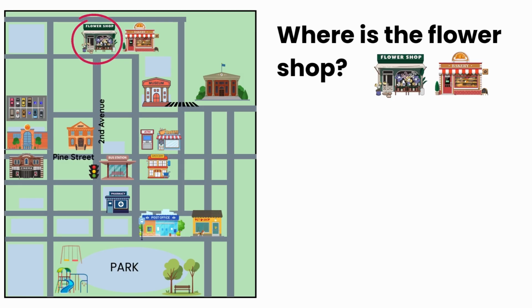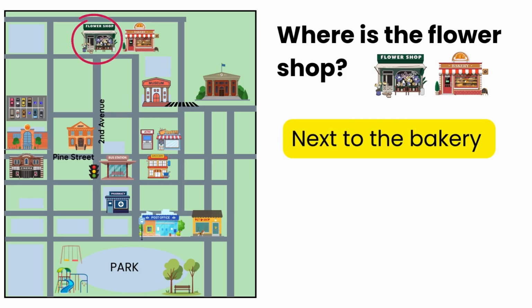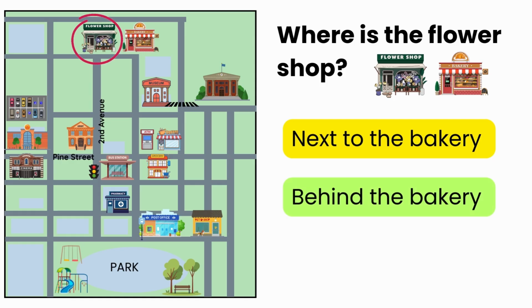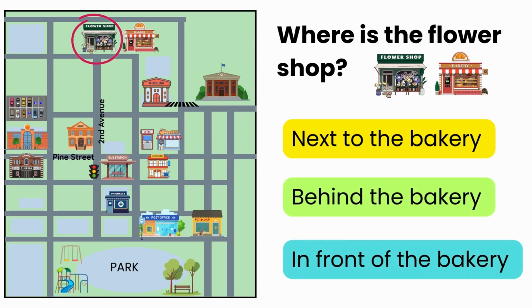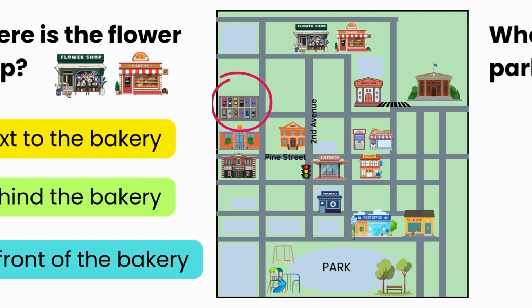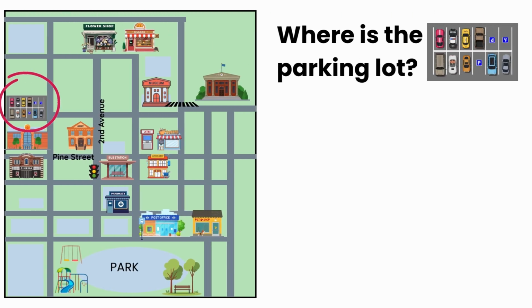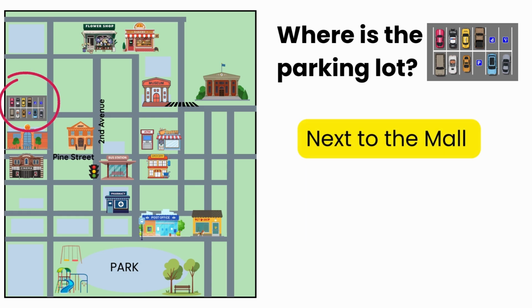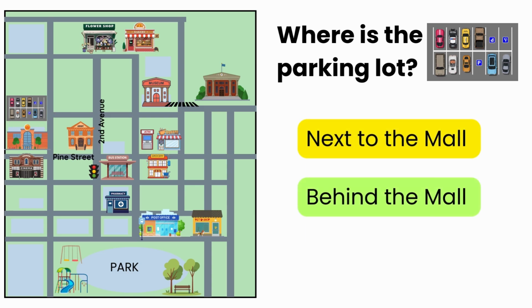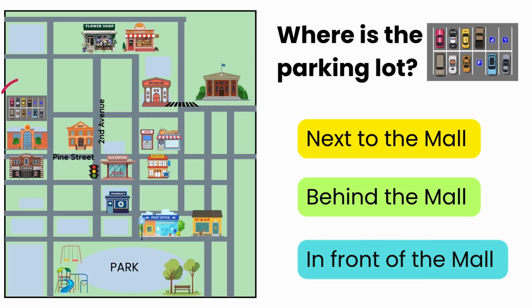Where is the flower shop? Next to the bakery, behind the bakery, in front of the bakery. The flower shop is next to the bakery. Where is the parking lot? Next to the mall, behind the mall, in front of the mall. The parking lot is behind the mall.